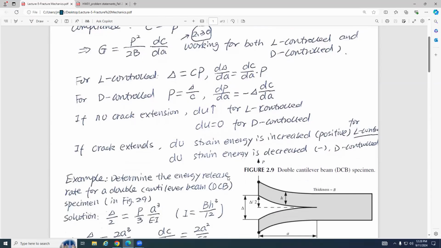If there is no crack extension, for load control, dU increases. What is U? U is the strain energy. U is increasing. For displacement control, dU equals 0. For displacement control, if there is no crack, this equals 0.